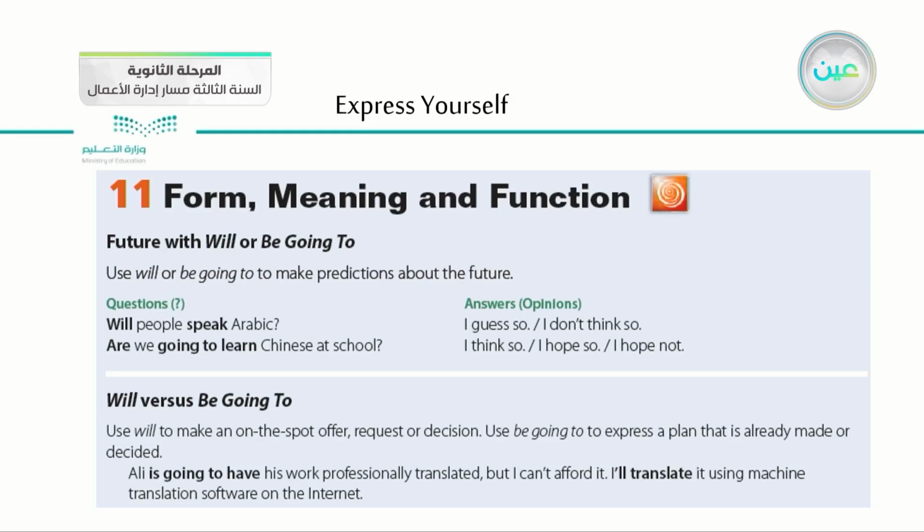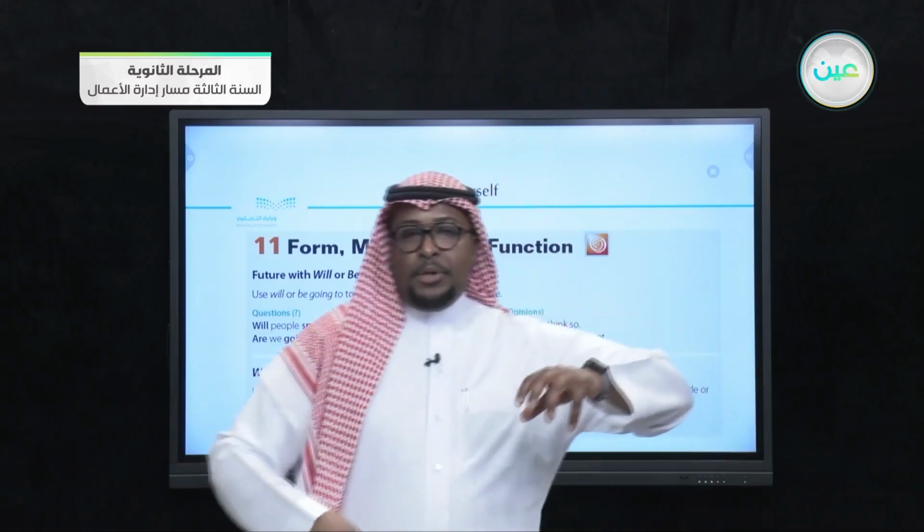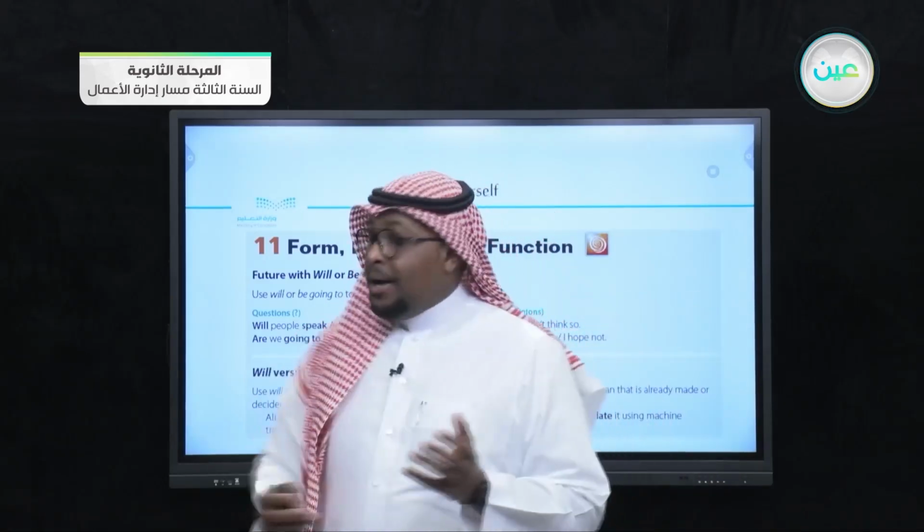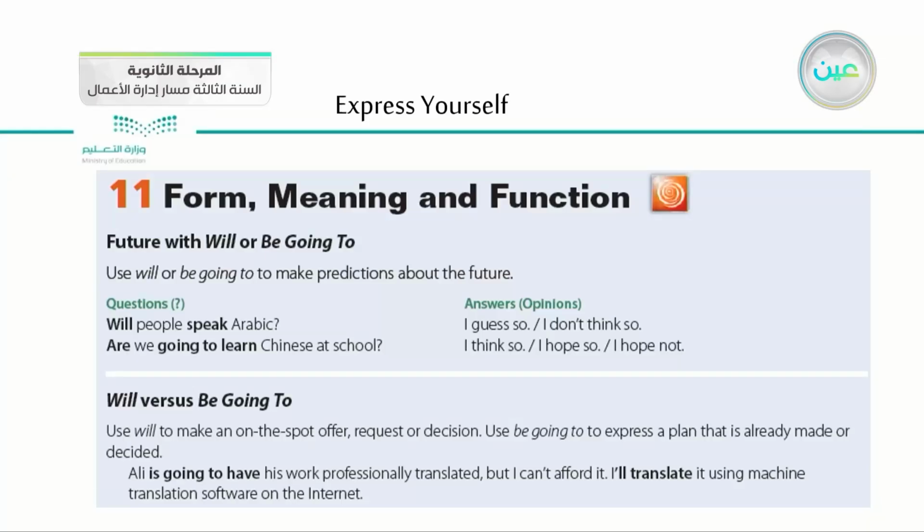If we move to this part, which is will versus be going to, we use will to make an offer, request, or decision, and we use be going to to express a plan that is already made or decided. So here we'll go over other important parts in this tense, which is how to use the future will and be going to for offering, requesting, making decisions, and of course planning.